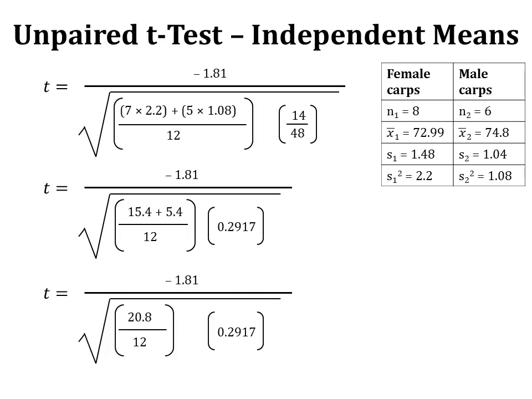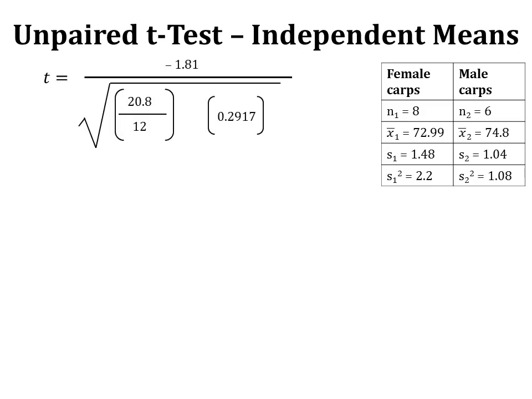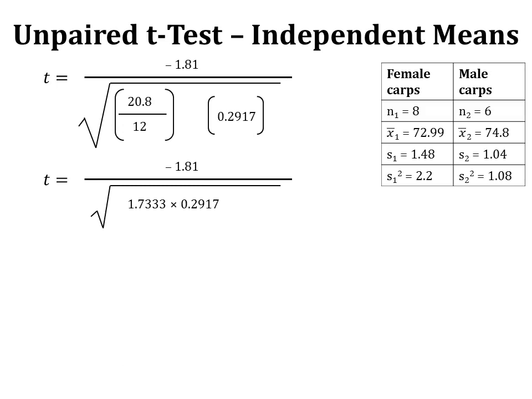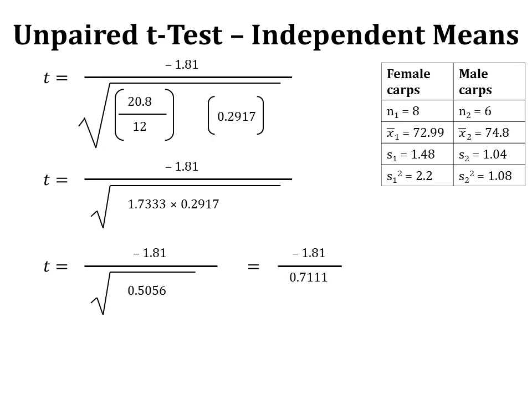Then in the next step, we are going to take the sum of 15.4 and 5.4. So we have 20.8 divided by 12, and the other value is also the same. Now I'm again going to copy this step for the next slide. So now we have 20.8 divided by 12, and the answer is 1.7333. So we are going to multiply it with 0.297, and we get 0.5056. And now we are going to take the square root of this value.